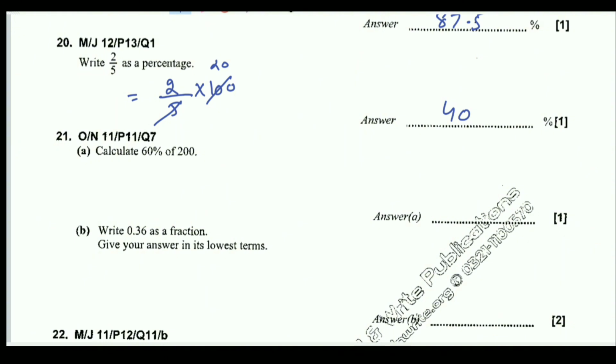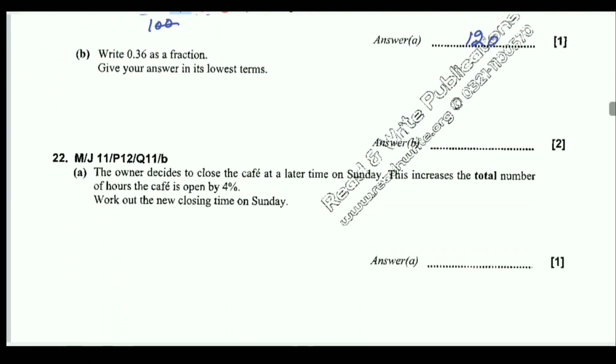Calculate 60% of 200. Very simple question. 60% means 60 over 100, of means multiply, and 200. Simplify and you will get your answer, 120.